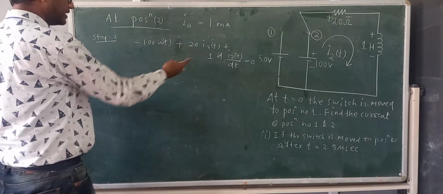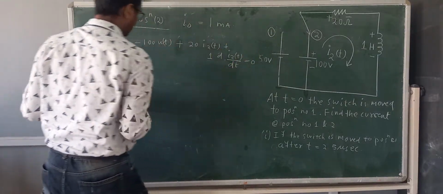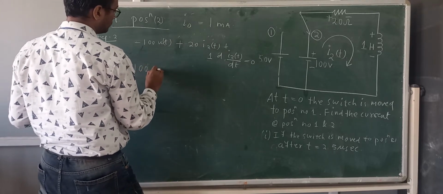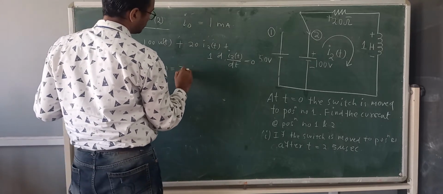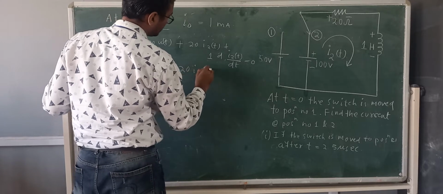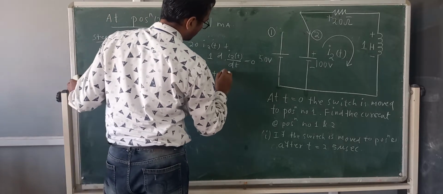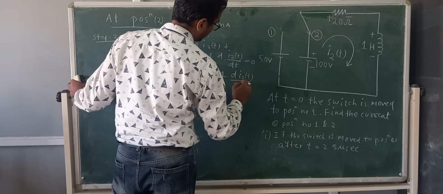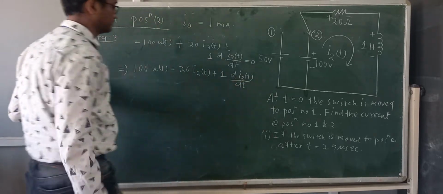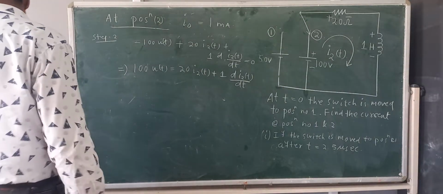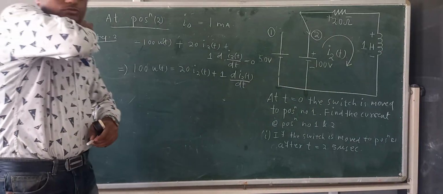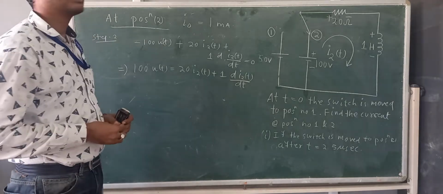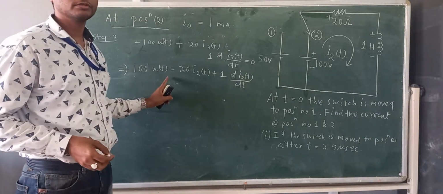Okay, by putting KVL, putting this to this side, you will get 100 u(t) equals 20 i2(t) plus 1 di2(t)/dt. This is the thing. Now what I have to do is the Laplace transformation of this function.